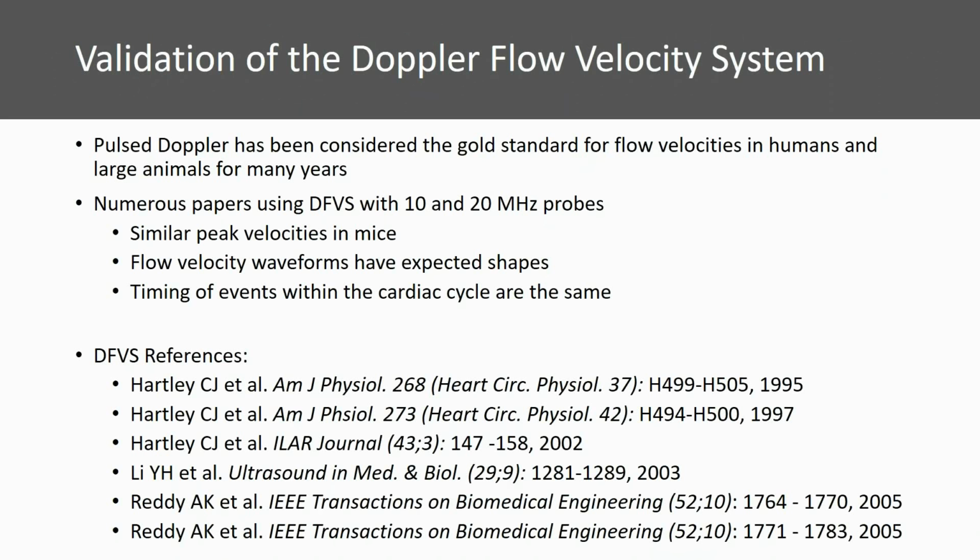About 20 years ago, our group published papers using 10 and 20 megahertz to measure peak flow velocities in mice, and we found that the flow velocity waveforms have very similar shapes to those you have seen in the earlier slide that Tanya showed, and the timing of events within the cardiac cycle is very similar. Our first paper was in 1995, validating these measurements in mice, mainly aortic flow velocity.